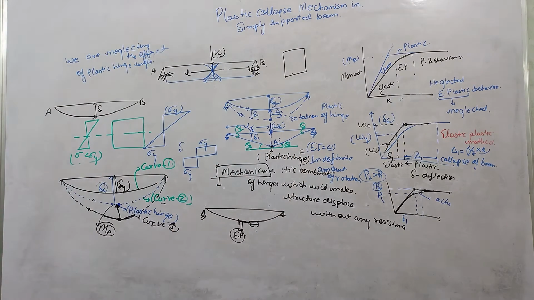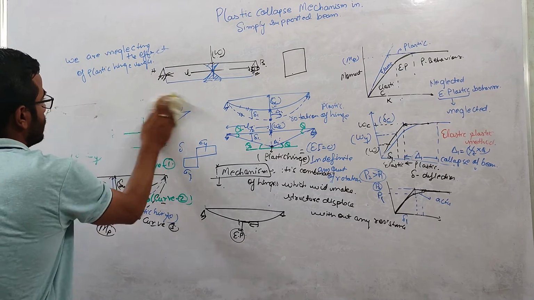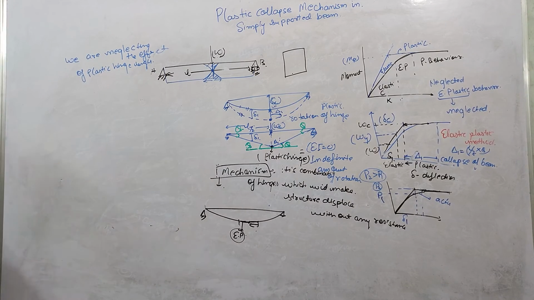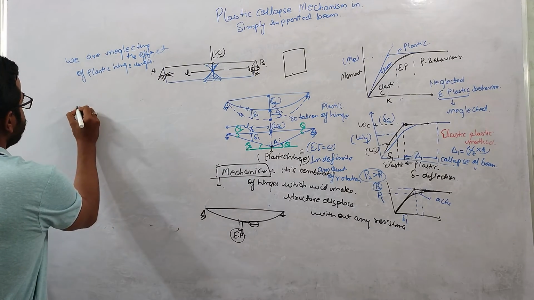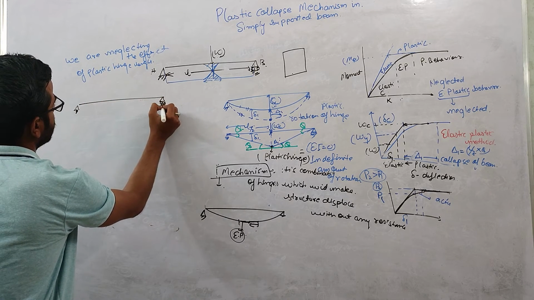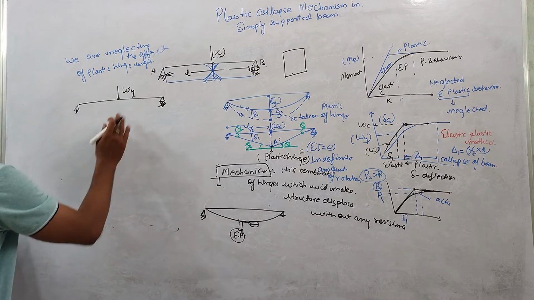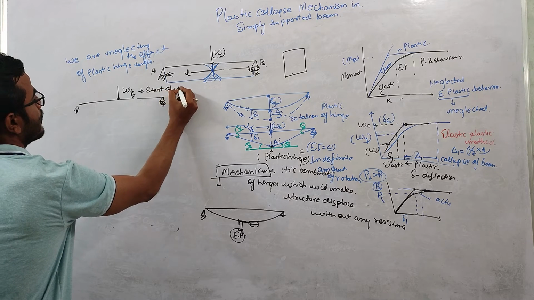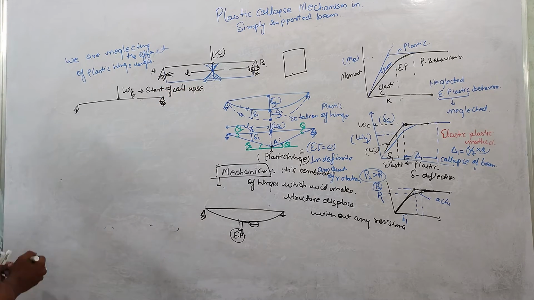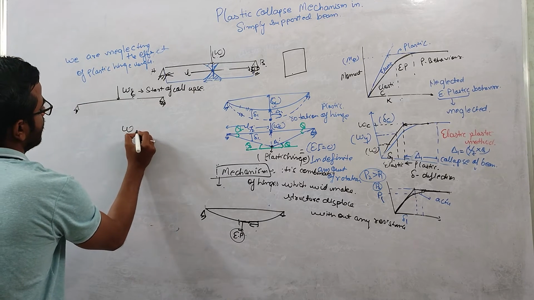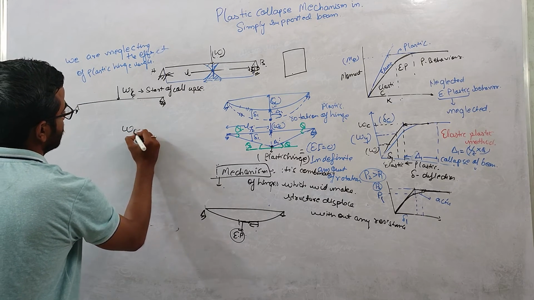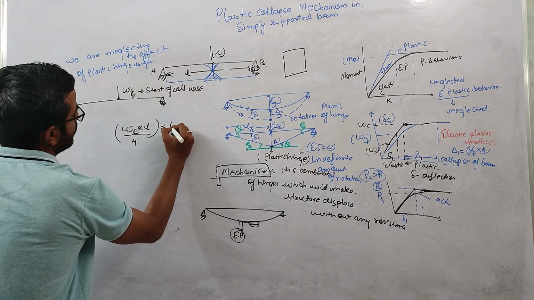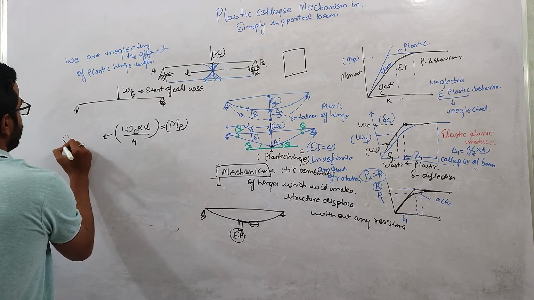Okay, one more thing we will discuss over here. When this load has reached the Wy value, the Wc collapse value, just the starting of collapse, at that point the moment at this section is Wc into L/4, and this will be equal to the Mp moment. Okay, and this is through statics.